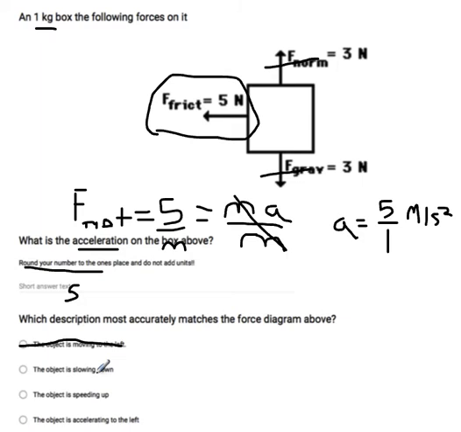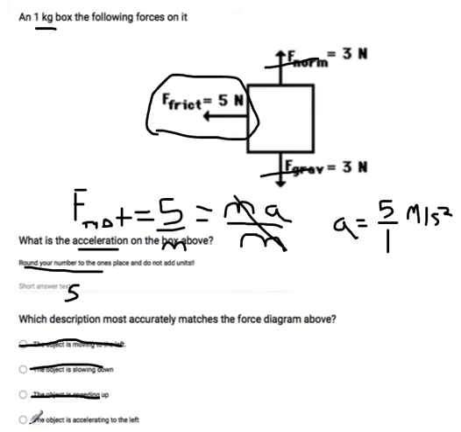For that one, we would have to have a little bit more information to know. We don't even know if this object right now is necessarily moving. We know there's a force of 5 newtons on it, but we don't know the velocity of the object, so we're not able to answer that. The object is speeding up. For that one, again, we don't know how the object is moving, so that one can't be answered either.